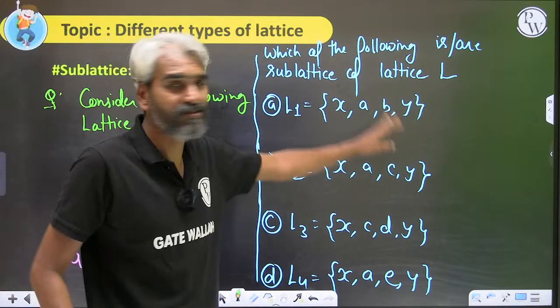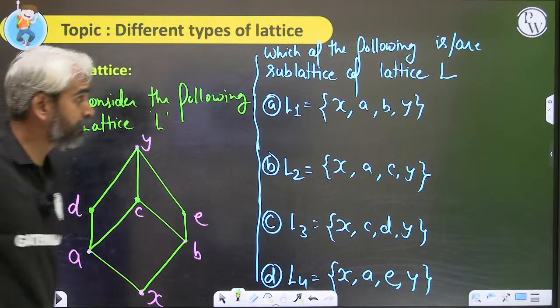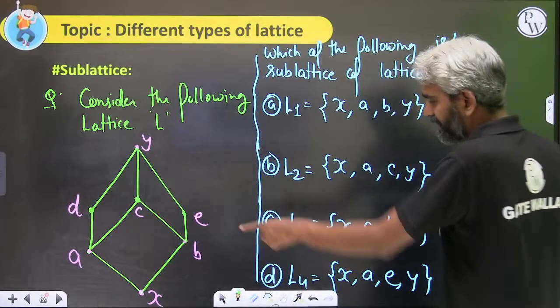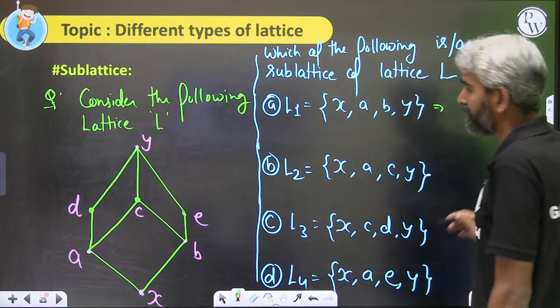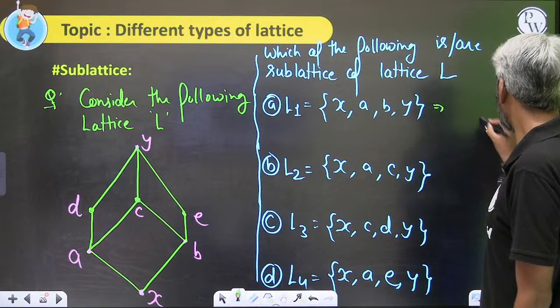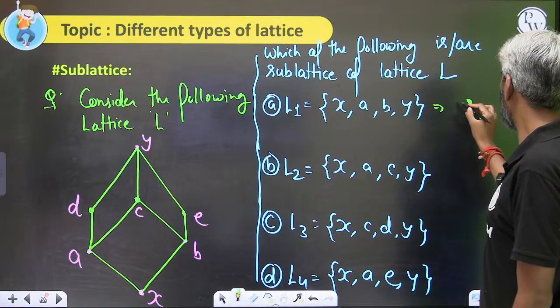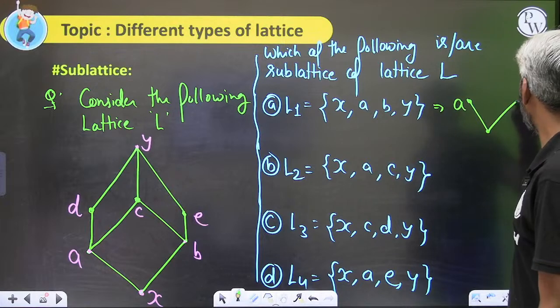first of all, try to construct the Poset diagram for this subset with respect to the same relationship. So, what do we know? X is the minimum element, so here also X will be the minimum element. In the original lattice, X comma A belongs to relation R. Therefore, here also X will relate with A, and X will relate with B as well.